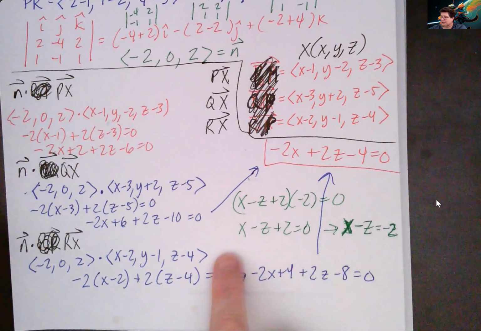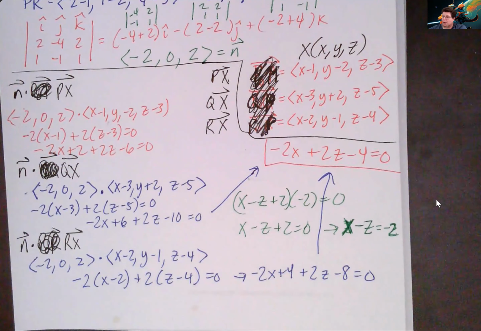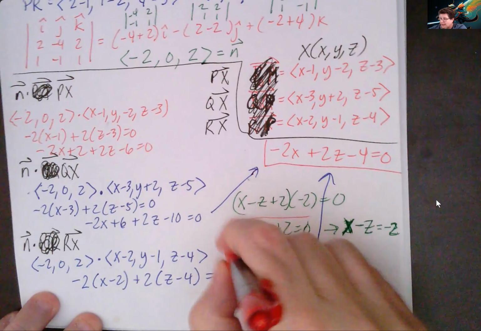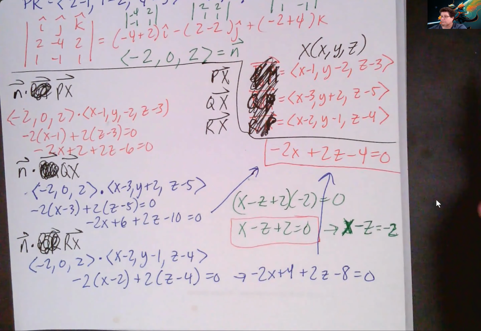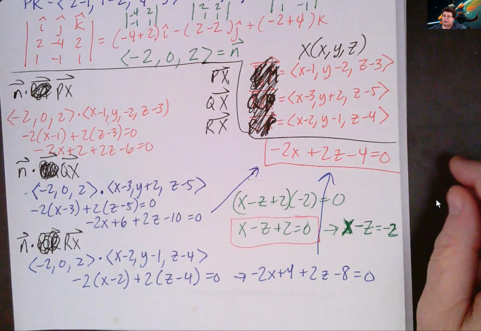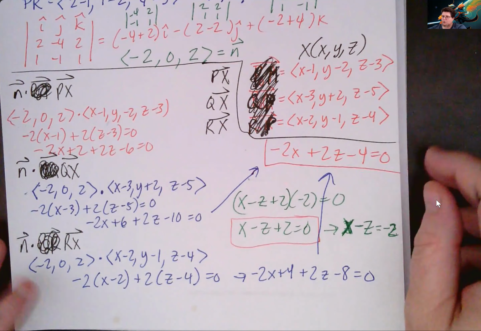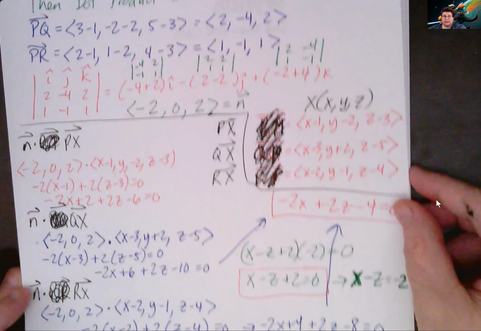So we got X minus Z plus 2 equals 0. That's the plane in a cleaner form. Then by factoring it out, that's a good point. Are there any questions on what we did here?